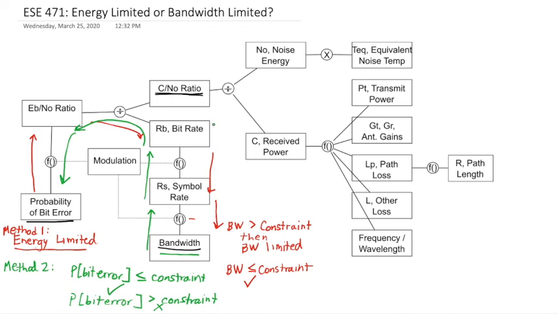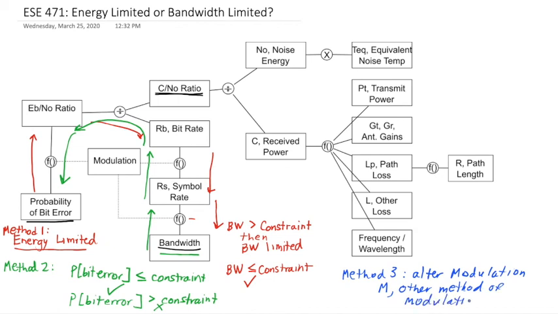Alternatively, I'm not really talking about this, but we can change the modulation. So we have a third choice, really, a method 3, where we alter the modulation, either the M or the type of modulation entirely, to FSK or to some other method of modulation that allows us to achieve our goals better. That is, to achieve closer to the constrained probability of bit error and closer to the constrained bandwidth. Okay, so these are our options, and I'll go through an example next.